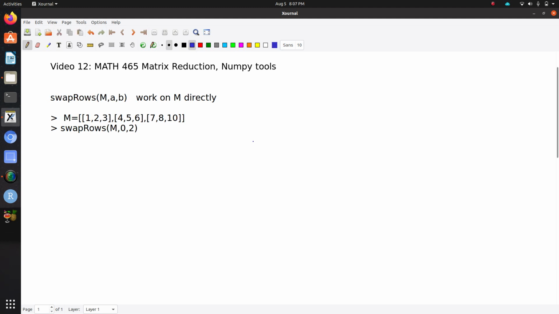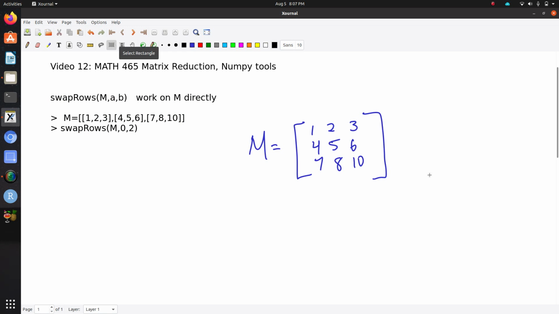So this is what you're imagining in your head. M is 1, 2, 3, 4, 5, 6, 7, 8, 10. Okay, I don't make it 7, 8, 9 because then they'd be linearly dependent and that would be a pain. So if I'm wanting to swap these guys out with these guys, then this is how I would do it. Okay, and so that would be the effect you'd expect to see, and if you type M in Python, you would find that you swapped the row with index 0 with the row with index 2.